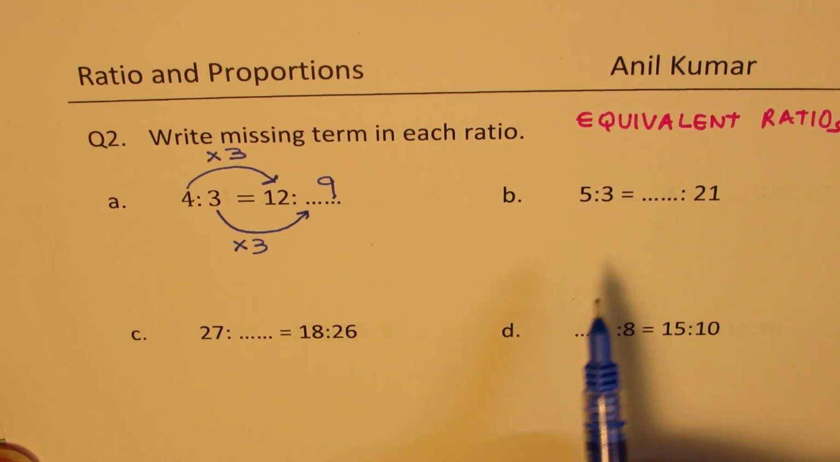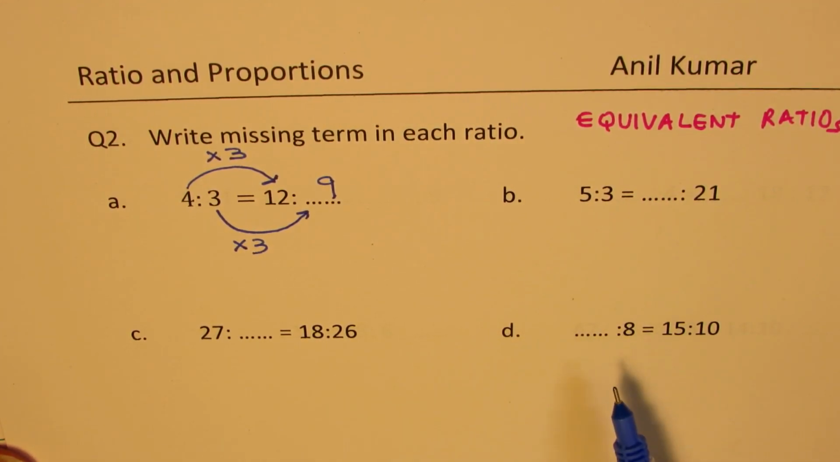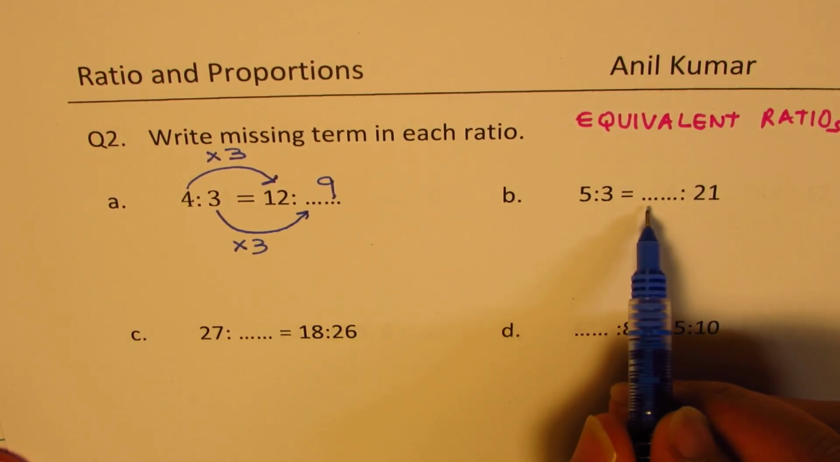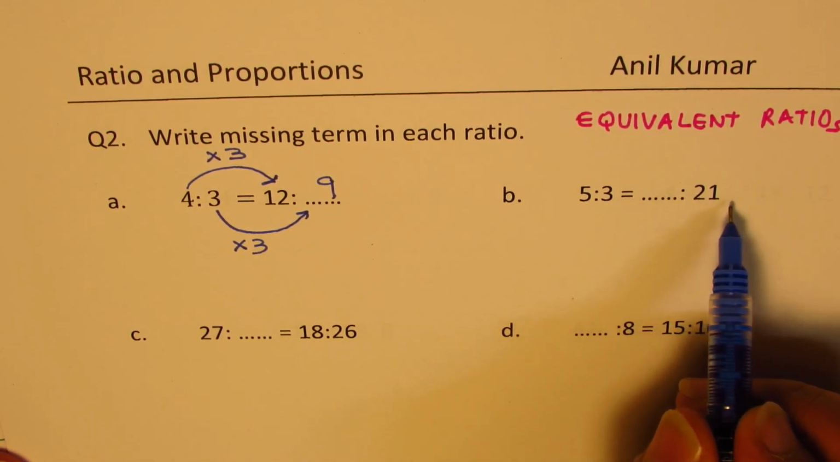Perfect. Now I'd like you to pause the video and answer the rest. Now here we are given 5 is to 3 equals something is to 21.